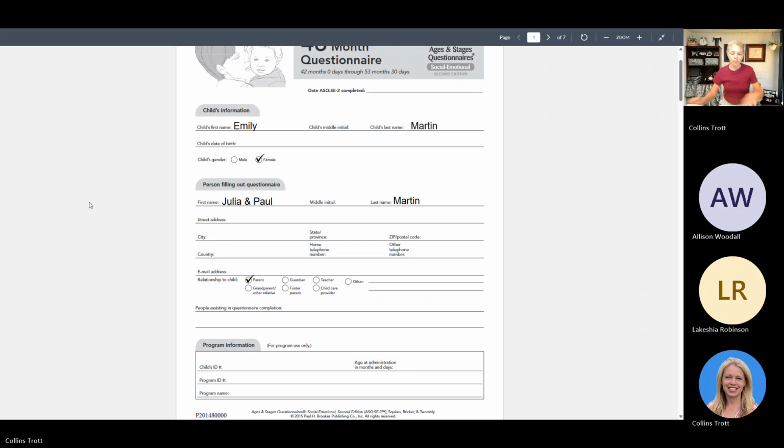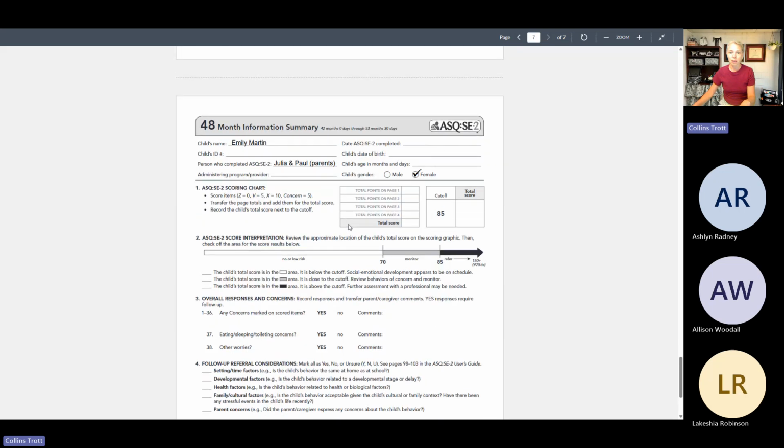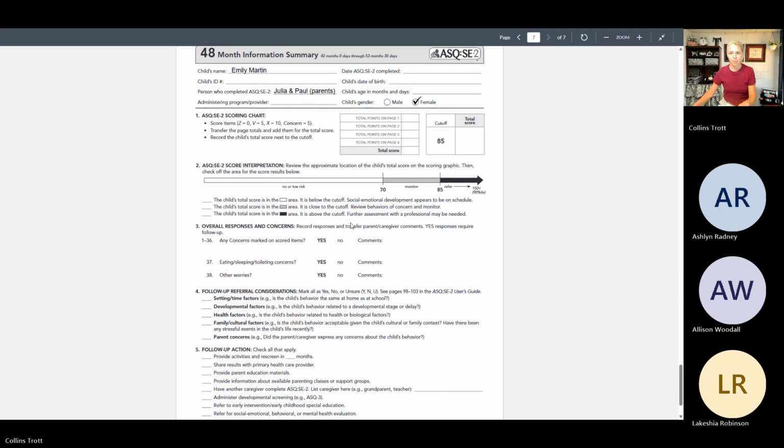All right, so let's scroll back to the last page and let's see if we got the same stuff. The total points on page 1 is 10. Total points on page 2 is 40. Total points on page 3 is 15. Total points on page 4 is 20, giving us a total score of 85. So I'm going to write it here, but then I'm also going to write it over here.